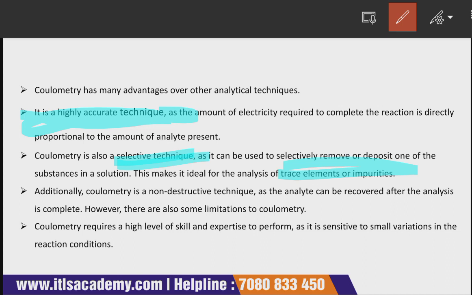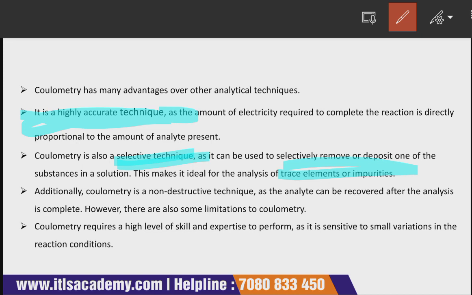Apart from this, coulometry is a non-destructive technique. What do you understand by non-destructive technique? Non-destructive means that the analyte can be recovered after the analysis is complete. If you want to recover your analyte after the whole process is complete, you can do that. So that is also one of the advantages of using coulometry.